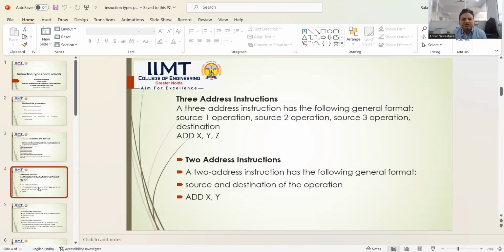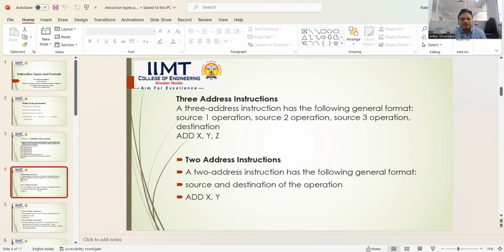In the 3 address instruction, we have to use 3 registers. Source 1 is the first register, source 2 is the second register, source 3 is the next register. We can add all these 3 registers and copy that value to the main register, that is the destination register.